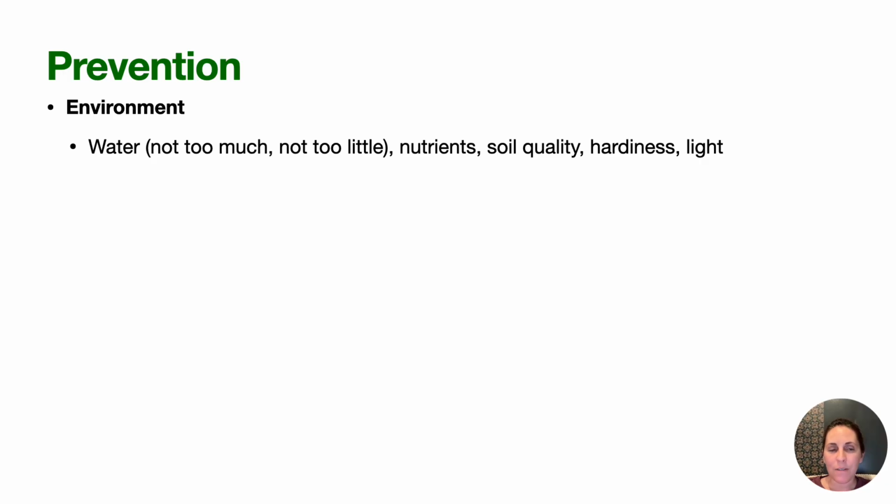Something that I left off here was actually pH. And so understanding the pH of your soil is also really important because some plants grow in a more alkaline soil, so pH is above 7, versus a more acidic soil, or pH is below 7.